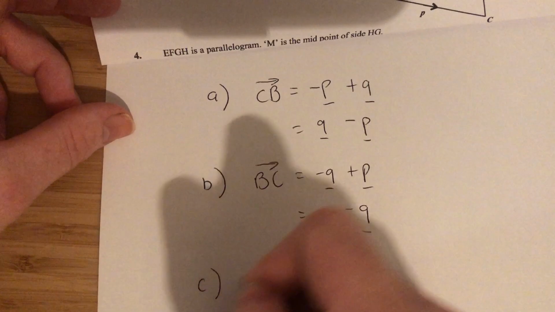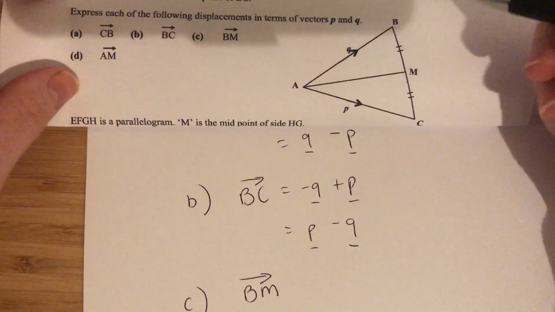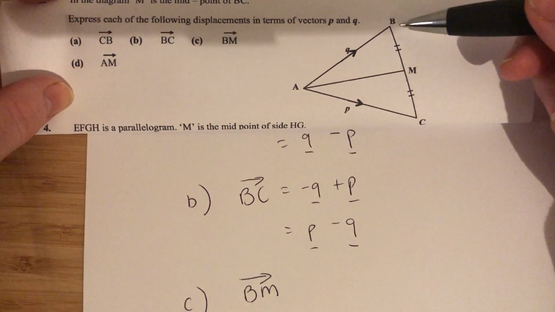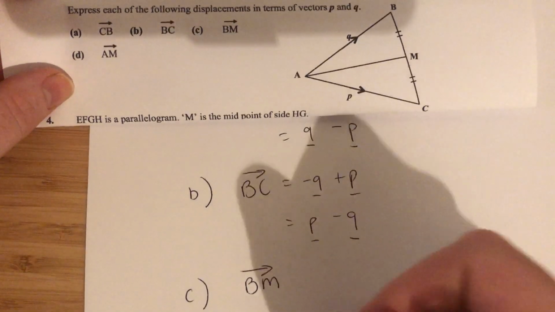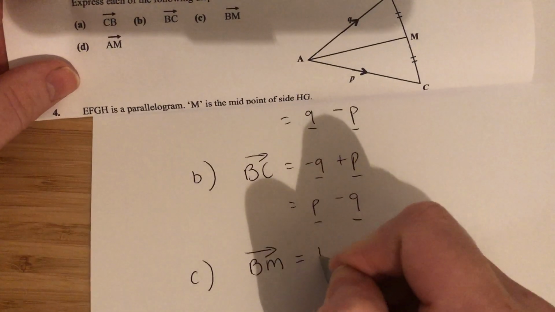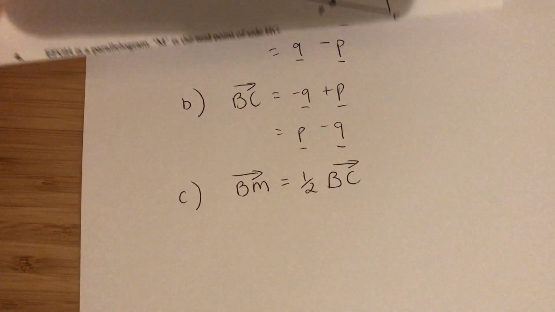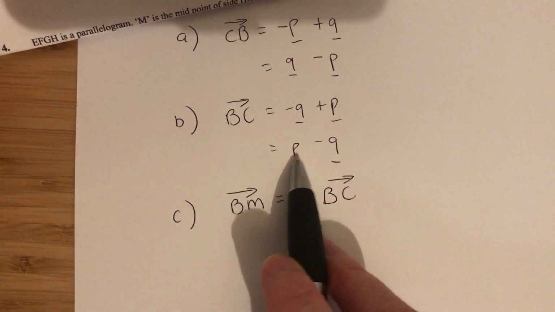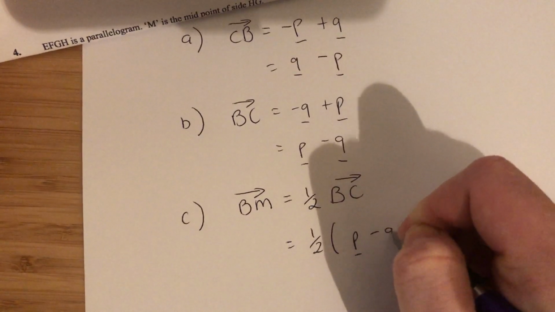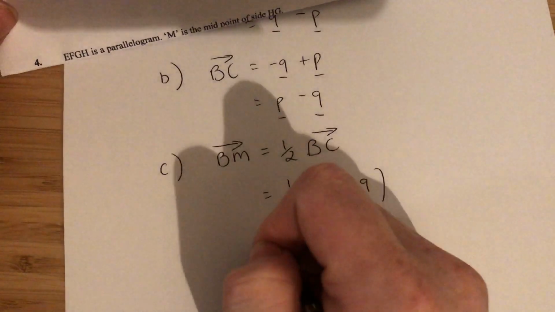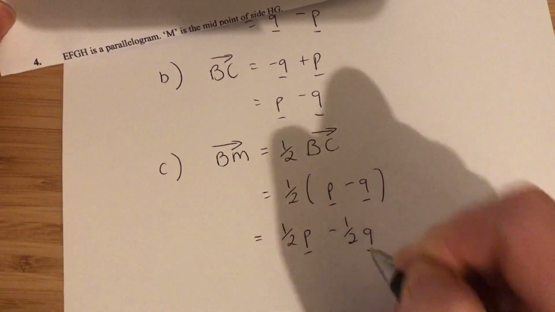Then we've got B to M, so we've got a little bit more to think about this time. So B to M, we know because this is halfway, that's half of the journey from B to C. So BM is half of the journey from B to C. So we're going to write that first. Now we know what B to C is. We know that it's P minus Q. So we can change that to half (P minus Q). You can leave it like that, or you can multiply out the bracket, a half P minus a half Q.